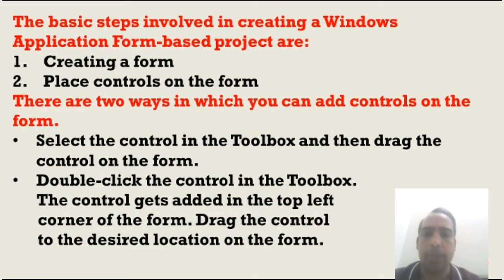The basic steps involved in creating a Windows application form based project are: Step 1. Creating a form. It means that we have to create a designing part. Step 2. Place controls on the form. There are two ways in which you can add controls on the form. First way is to select the control in the toolbox and then drag the control on the form. Second way is to double click on the control in the toolbox. The control gets added in the top left corner of the form. Drag the control to the desired location on the form.